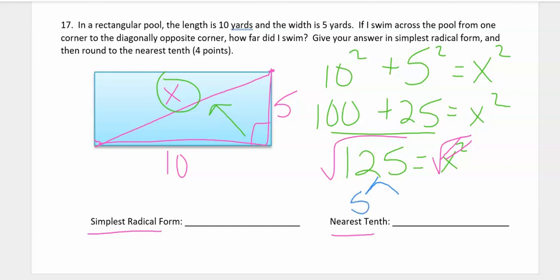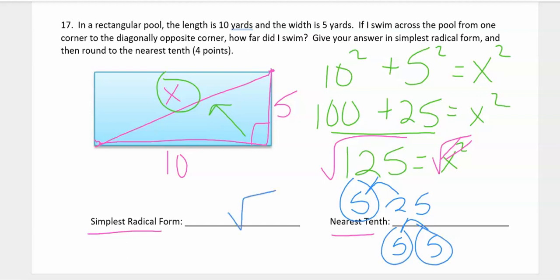So let's do like 5 and 25 would multiply to be 125. And then 25 is 5 and 5. Okay, so here's my simplest radical form. Pair of 5s, 5 comes out. Another 5 doesn't have a pair, so it stays under. So in simplest radical form, this is 5 square root 5.